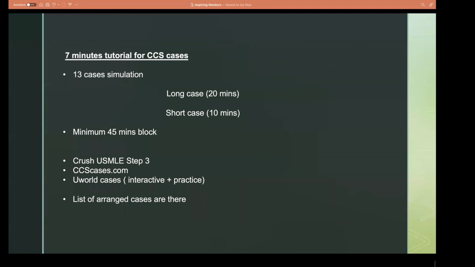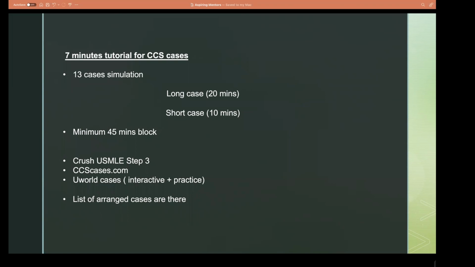Because I messed up paper 1, I feel like I messed up, but then I practiced and focused more on CCS cases. And do you have any questions till now?